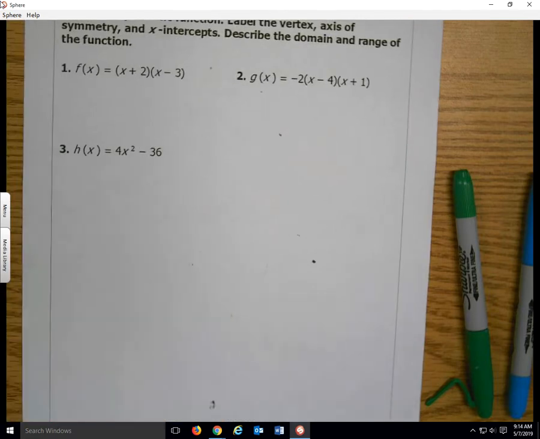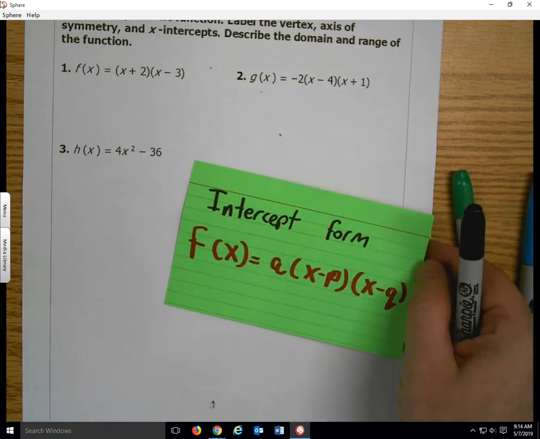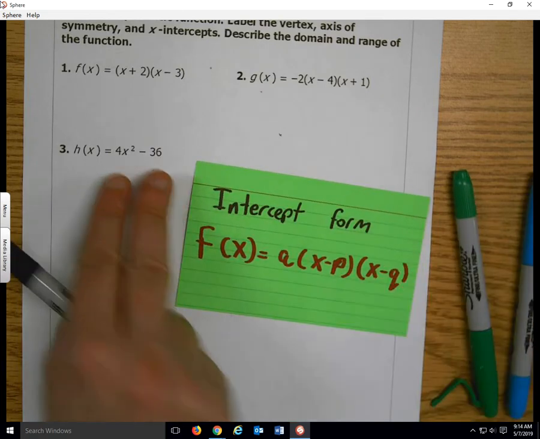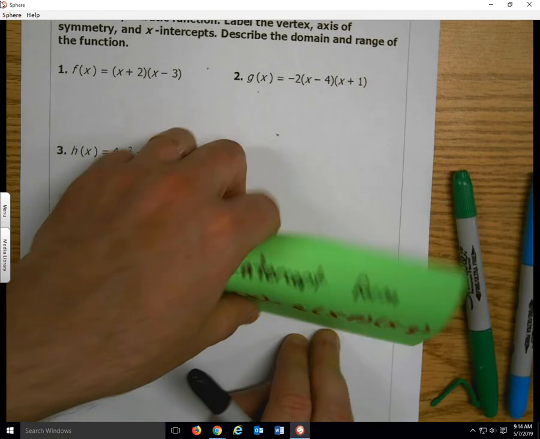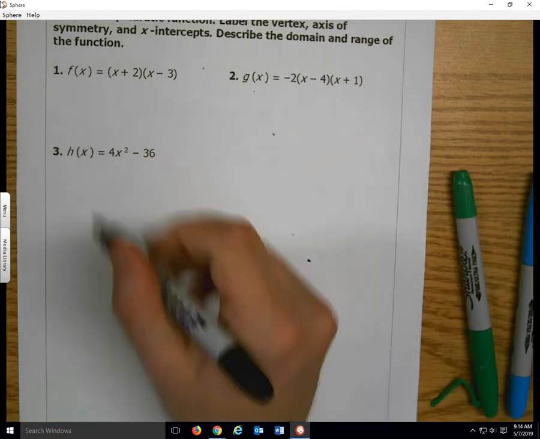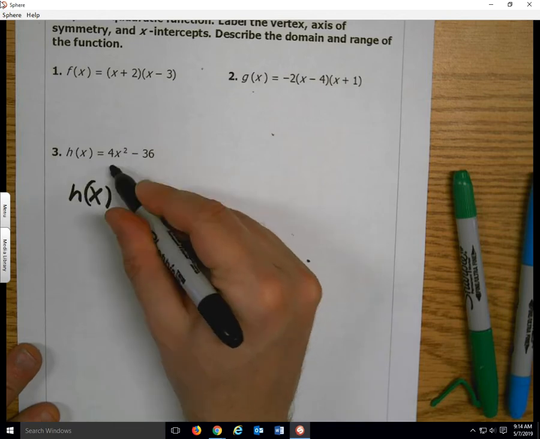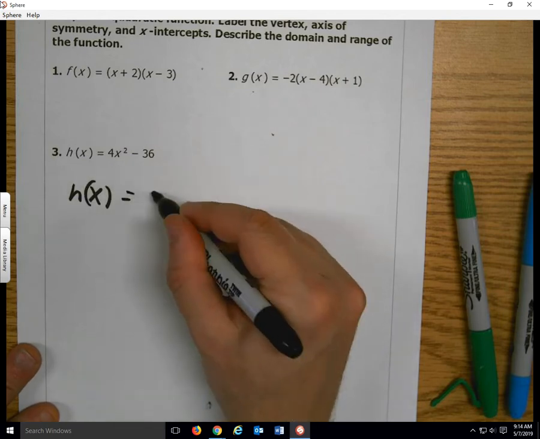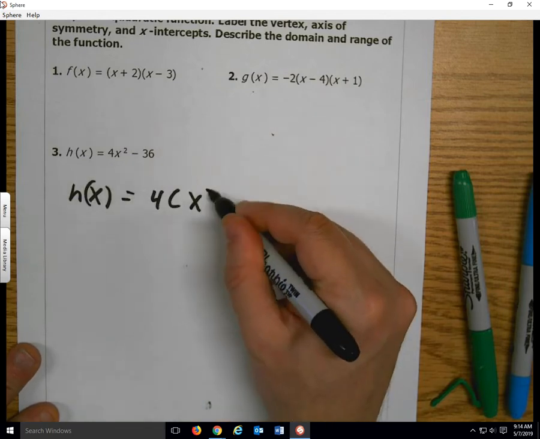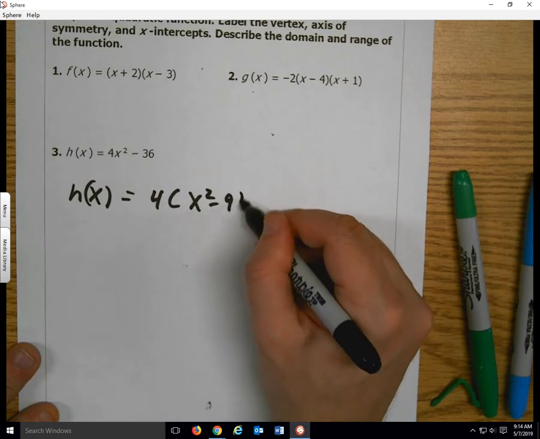So again, first thing you want to make sure is that it's in intercept form. This one's not. You can see there's not even 2 sets of parentheses. So let's get the 2 sets of parentheses by factoring out the greatest common factor. What goes into both of those terms? A 4. So you'd have then 4 times x squared minus 9.